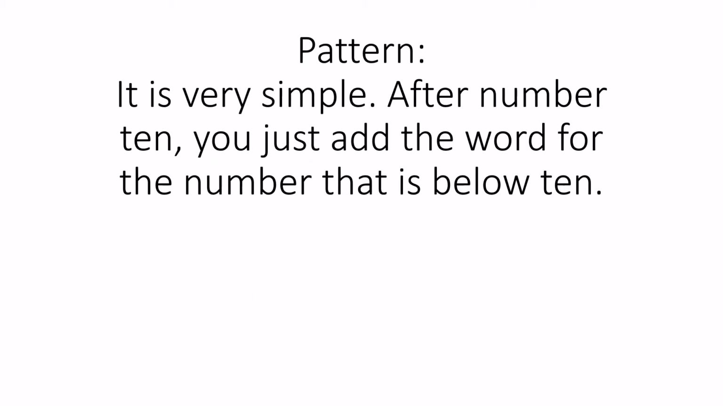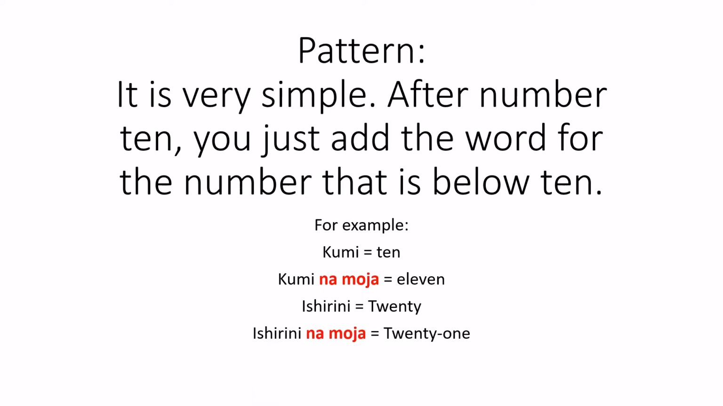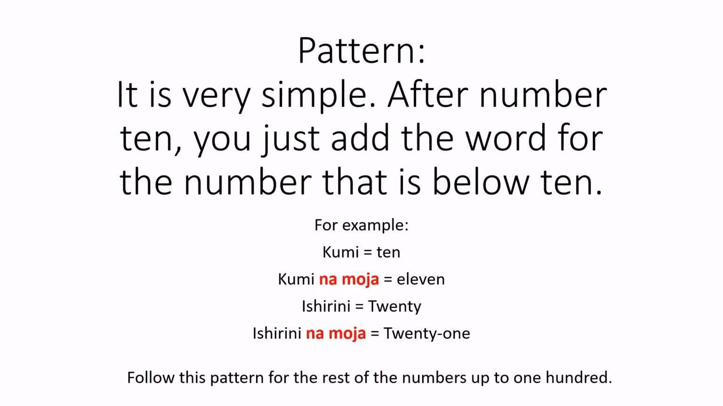Now, you must have noticed a pattern. It is very simple. After number 10, you just add the word for the number that is below 10. For example, kumi is 10. Kumi na moja is 11. Ishirini is 20. Ishirini na moja is 21. Follow this pattern for the rest of the numbers up to 100. Let's continue.